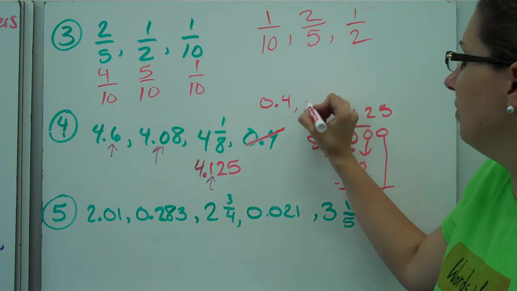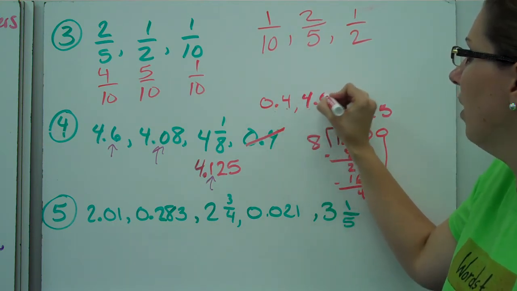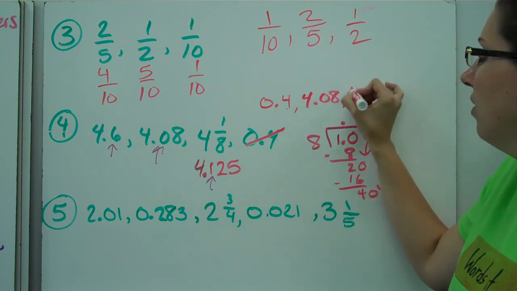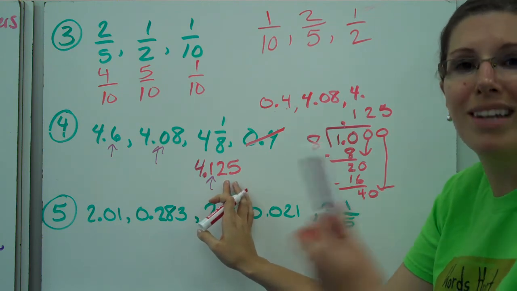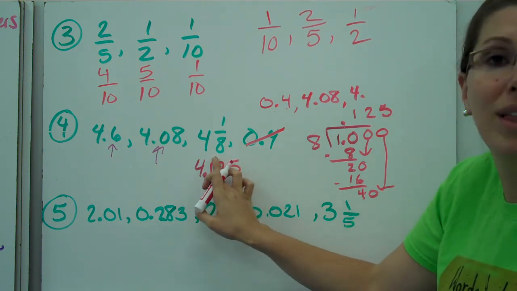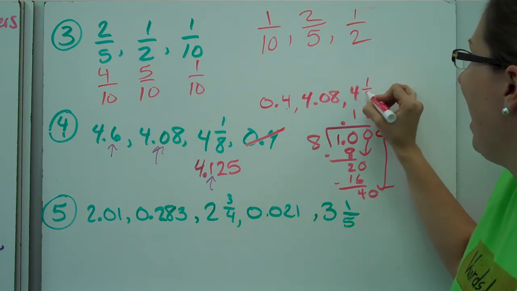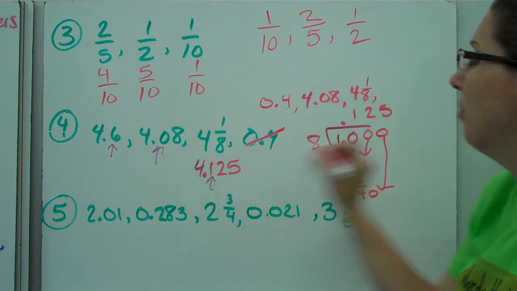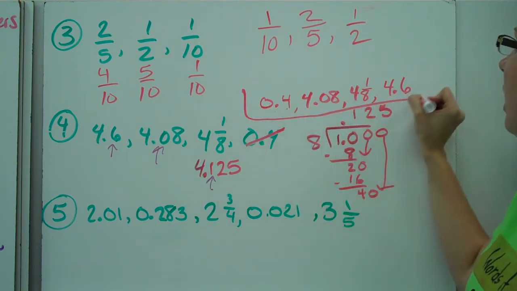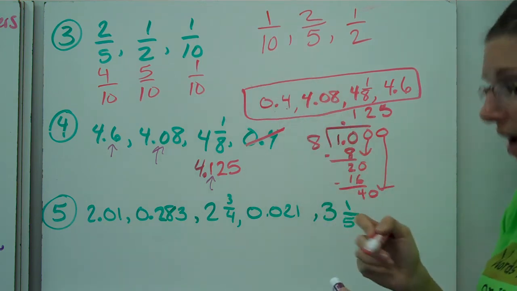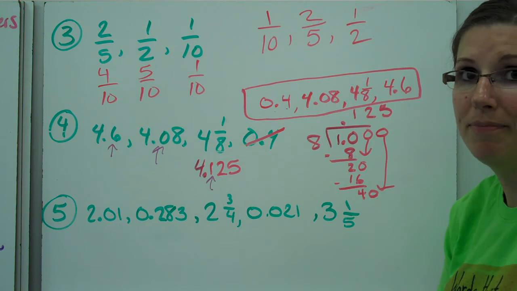So the next value after 4/10 is 4.08, then I was going to put 4.125, but like I said in the previous slide, you need to write the original number that was in your problem. So that's going to be 4 1/8, and my greatest number is that 4.6. So here is my final answer of these numbers written least to greatest.